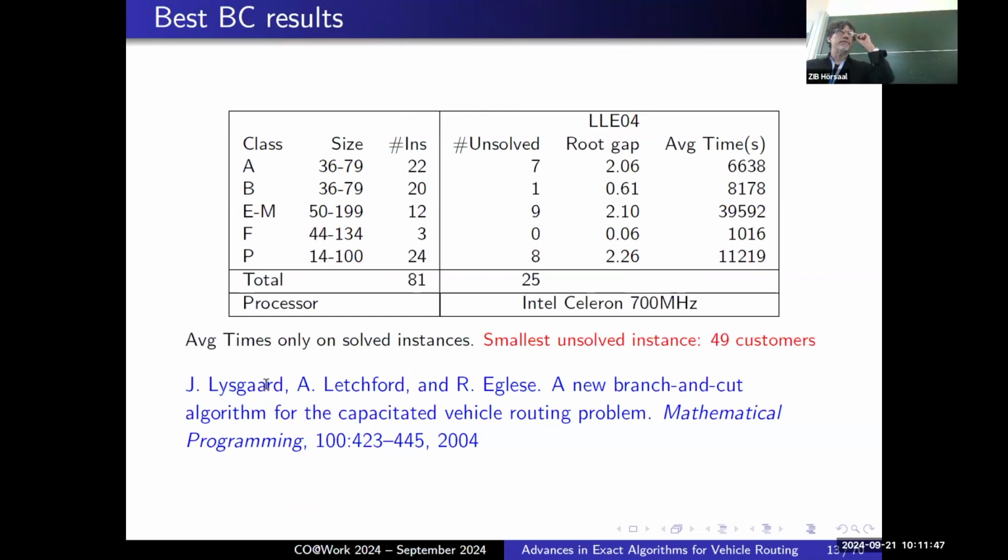Even with a very advanced branch and cut, around 2003, 2004, there was an open instance with 49 customers. Remember that 49 cities was solved by Dantzig in 1954. So it's very small. And why is this? What's happening here? The problem is the gap, the root gap. Even with all those inequalities, we have quite large root gaps, leading to very large branching trees.